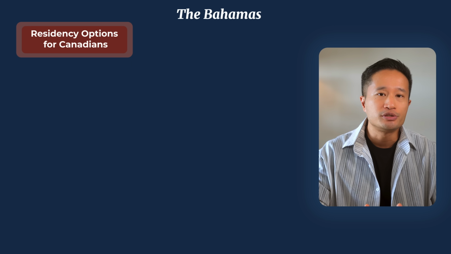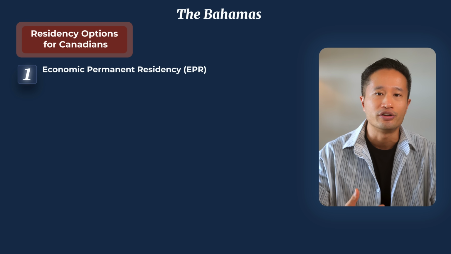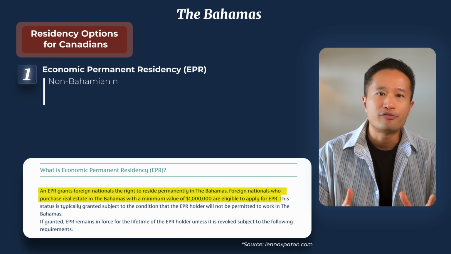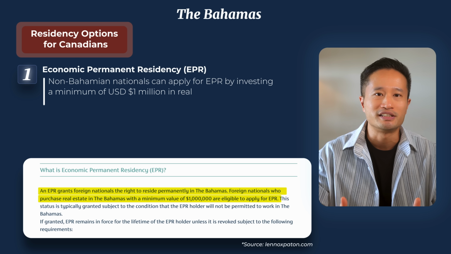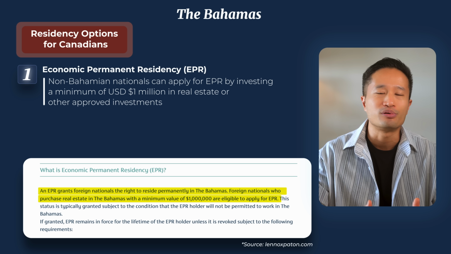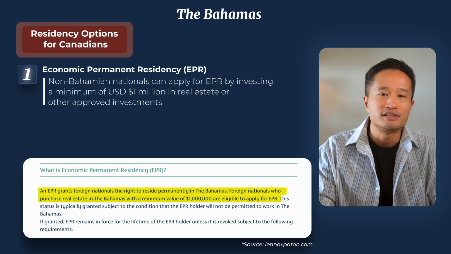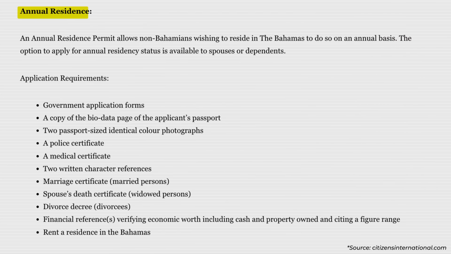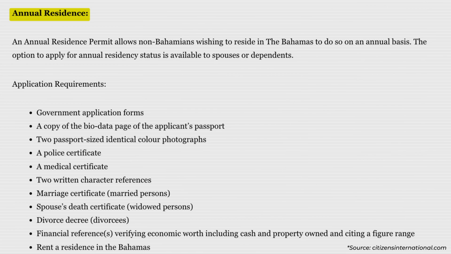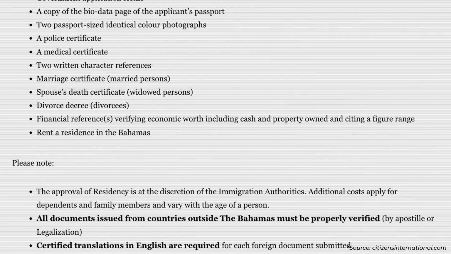Some residency options for Canadians are economic permanent residency, called EPR. So you can apply for EPR by investing a minimum of 1 million USD in real estate or other approved investments. This status allows for permanent residence in the Bahamas. The second way is annual residence permit. For those not meeting the EPR investment threshold, an annual residence permit is available. Applicants must demonstrate sufficient financial means to support themselves and their dependents.